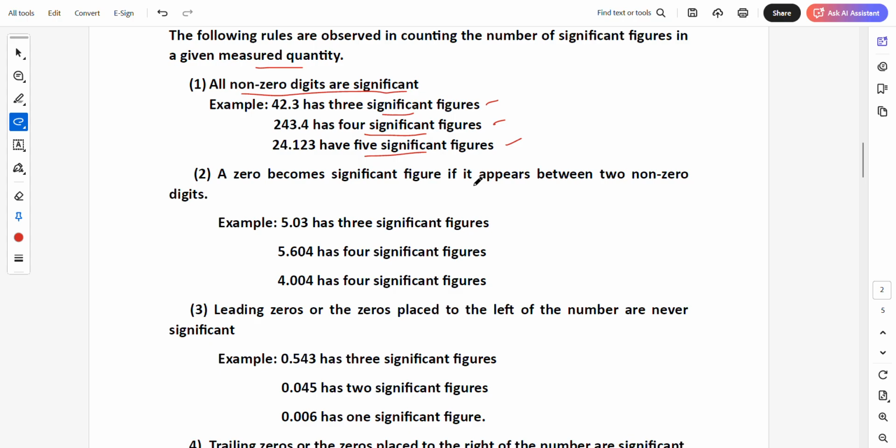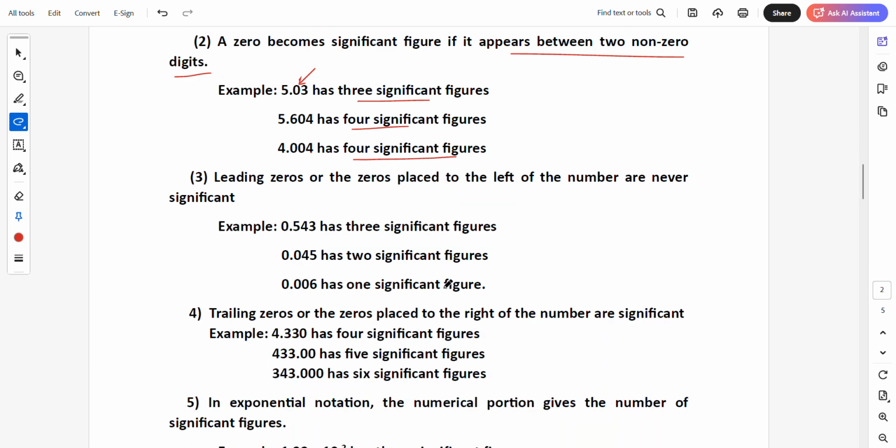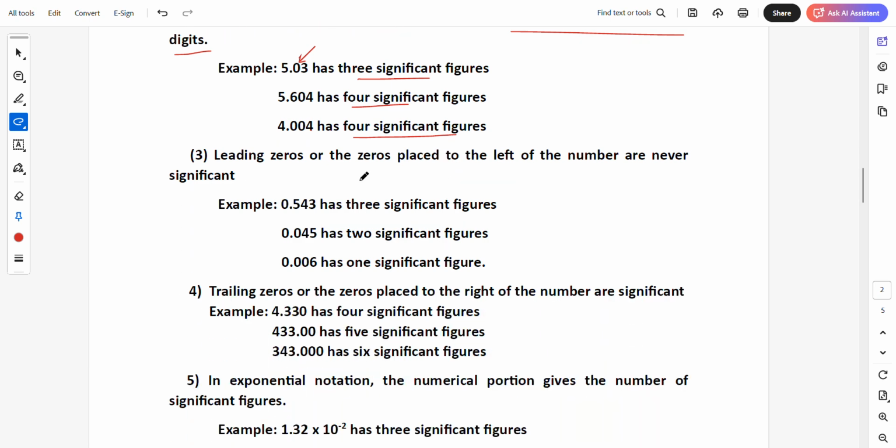A zero becomes significant if it appears between two non-zero digits. For example, 0 is appearing here, between two non-zero digits. How many? 1, 2, 3. 3 significant figures. Here 0 is coming between 6 and 4. 1, 2, 3, 4 significant figures. Here 0 is coming between two non-zero digits. That is 1, 2, 3, 4 significant figures. Hope you understood this.